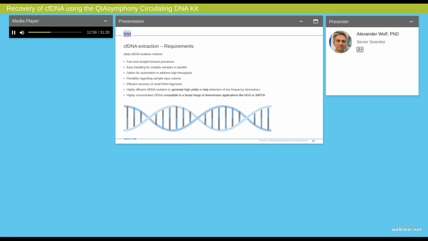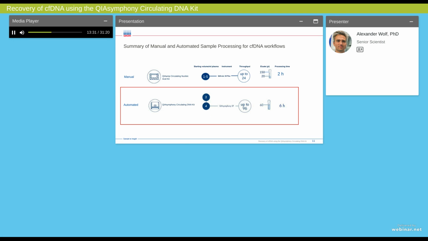An easy handling of multiple samples in parallel, addressed by a fully automated extraction process with limited hands-on time and tracking of each sample. An extraction process for different sample input volumes to address the individual needs of the assay sensitivity. Of course, an efficient extraction efficiency focusing on the small DNA fragments, to ensure the detection of the low abundant target genes in the subsequent assays, and analytes containing highly concentrated cell-free DNA in an excellent quality to be compatible to a broad range of downstream applications, which are usually NGS or digital PCR.